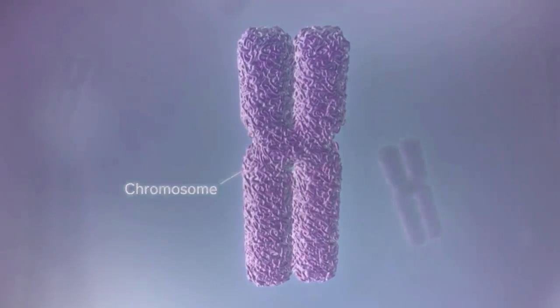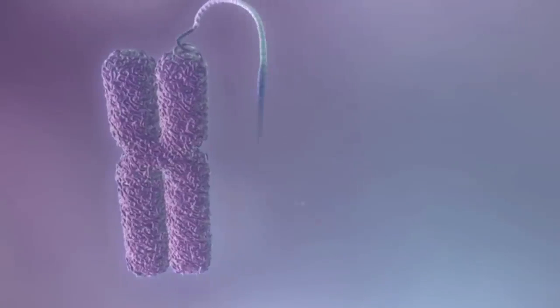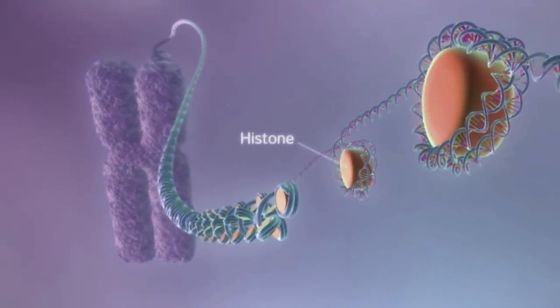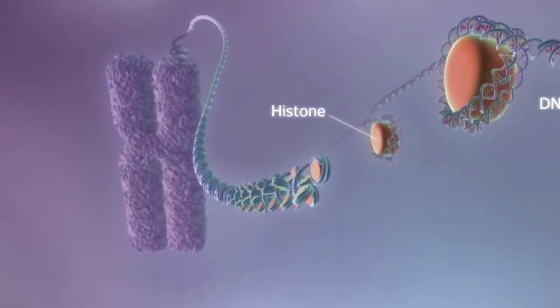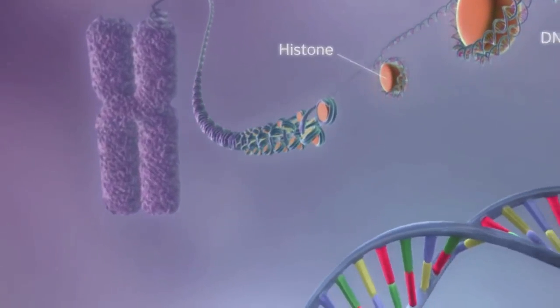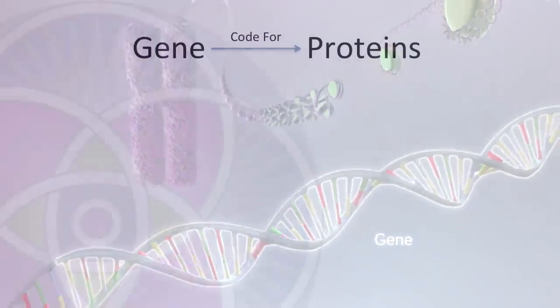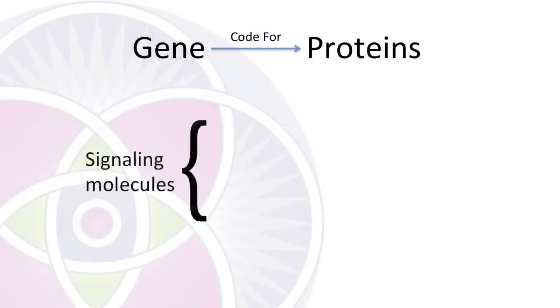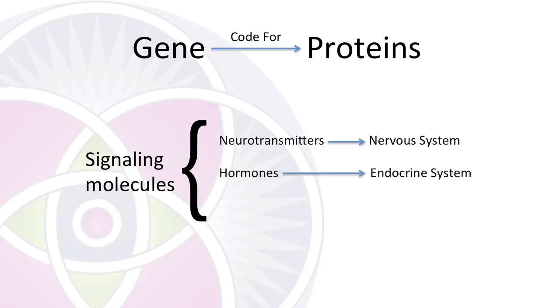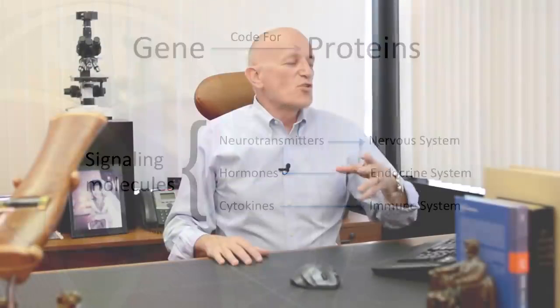So here a chromosome is going to unwind, and you're going to see the actual DNA that contains the codes for everything that our body does. This is like the software that runs our physiology. Genes are the codes for every protein that our bodies make, including all the signaling molecules that run our physiology, such as our neurotransmitters that run our nervous system, our hormones that run our endocrine system, and our cytokines that run our immune system. So imagine, for instance, that these are cells in your pancreas making insulin.